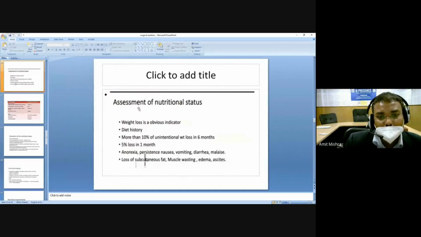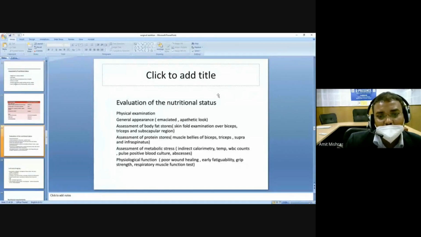Here is the assessment of the nutritional status. Properly, the evaluation starts with the physical examination, as we did, from the head to the toes, including every part of the body: the skin, hair, and eyes, then truncal examination, then back examination. So complete physical examination is important to evaluate the nutritional status of an individual. Then the general appearance has to be looked at, whether they have a pathetic look.